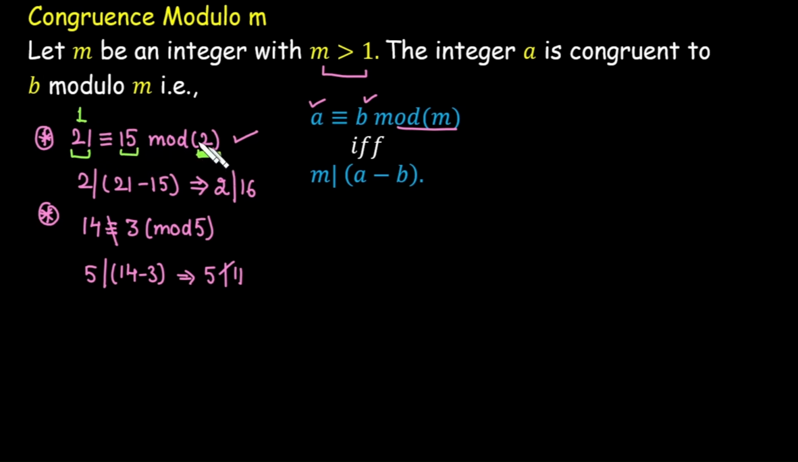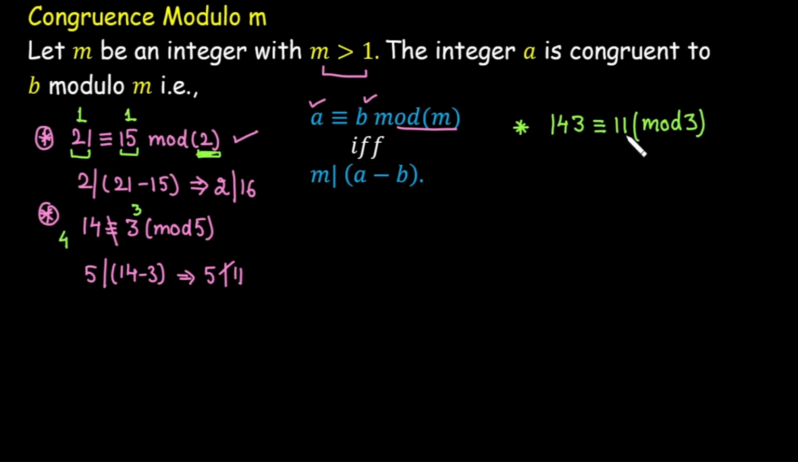15 divided by 2, remainder is 1. If both side remainders are same, then we can say that these two terms are congruent with respect to this number. Like in this case, when 14 is divided by 5, remainder is 4, and here we cannot divide 3 by 5, so it means its remainder is 3. Both side remainders are not same, it means they are not congruent. Let's check whether this is true or not.